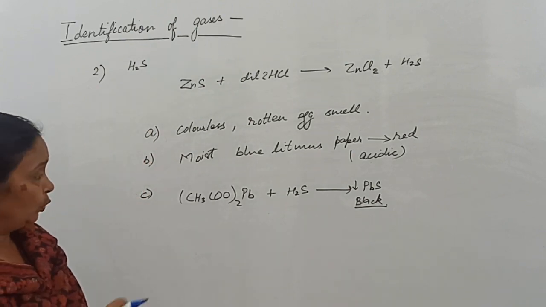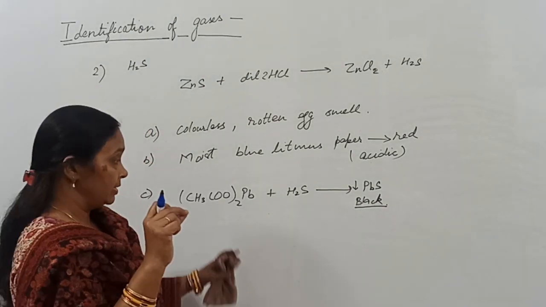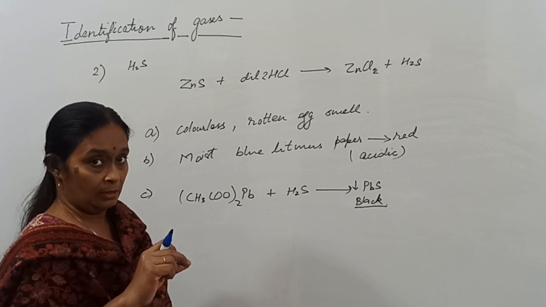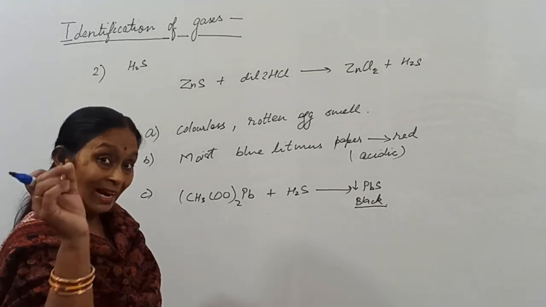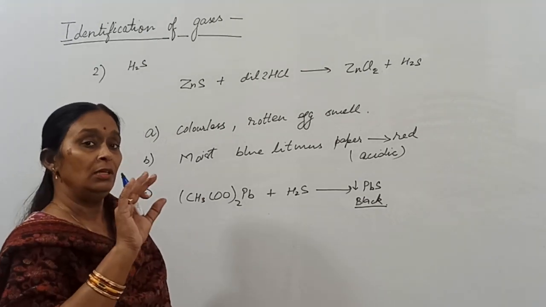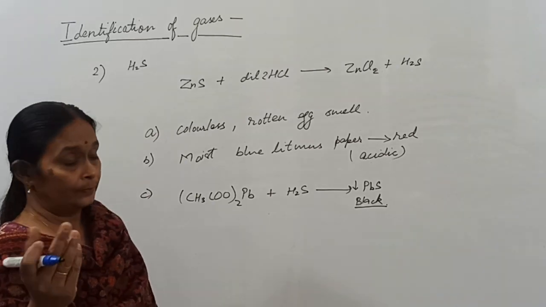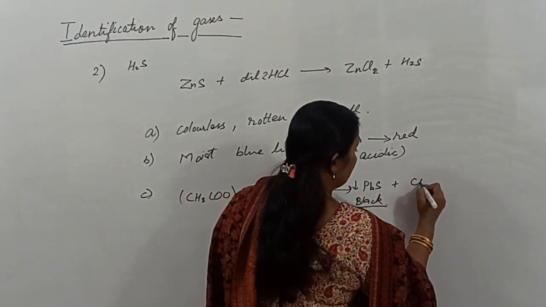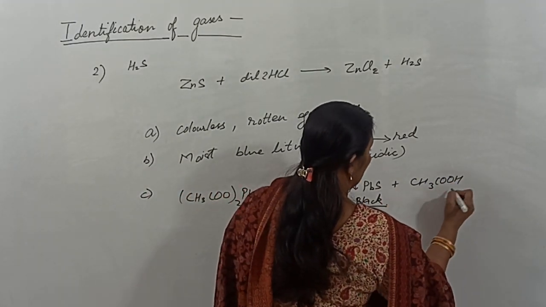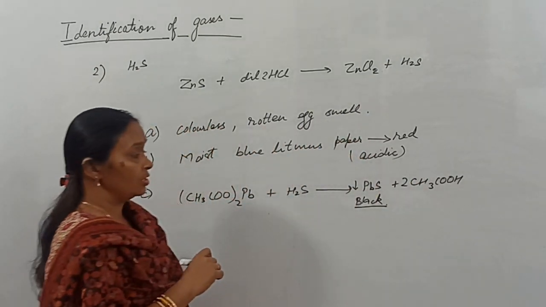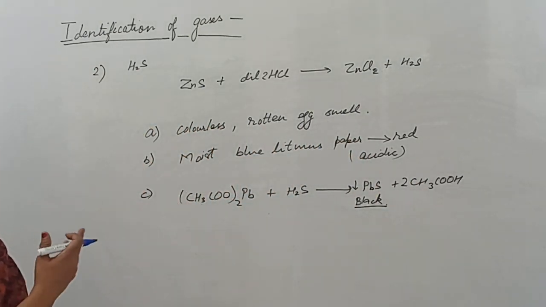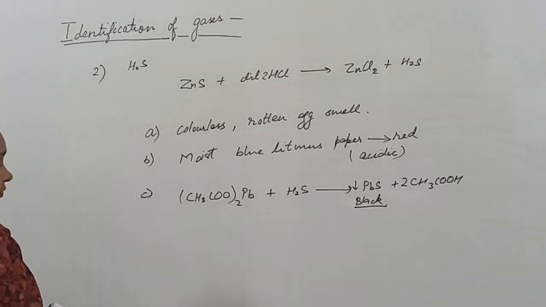So you can bring a paper dipped in lead acetate in contact with this gas. Then what will happen? That lead acetate paper will turn silvery black. Along with that, CH3COOH is produced. So this is one of the most important tests to identify hydrogen sulfide.